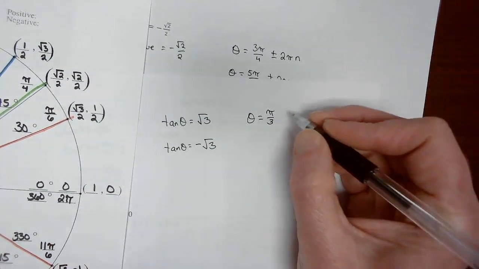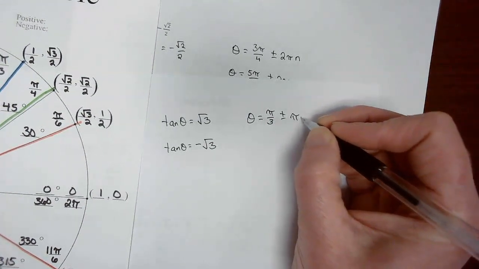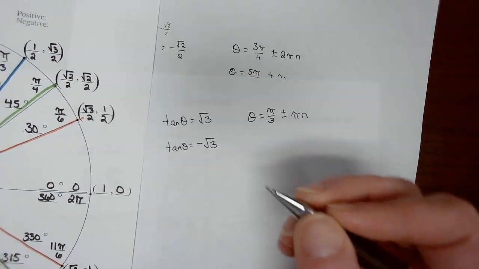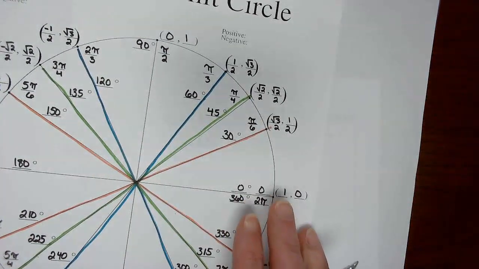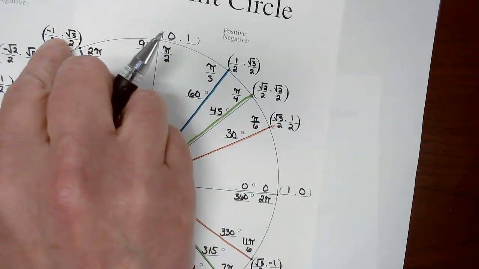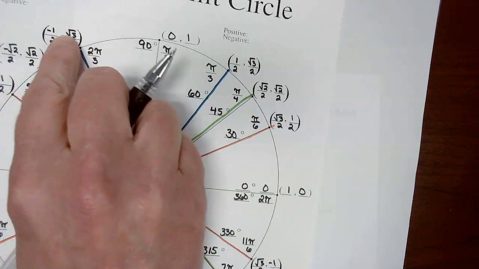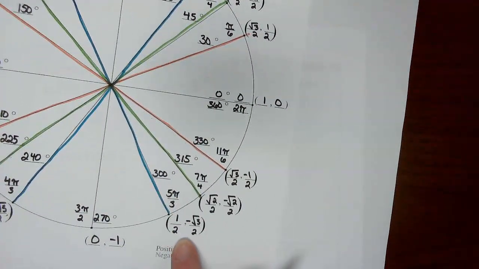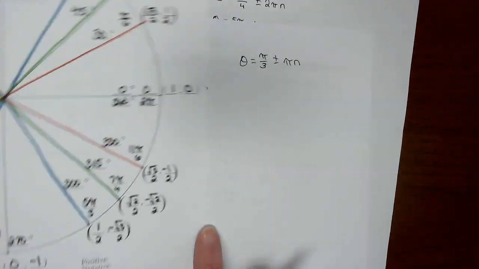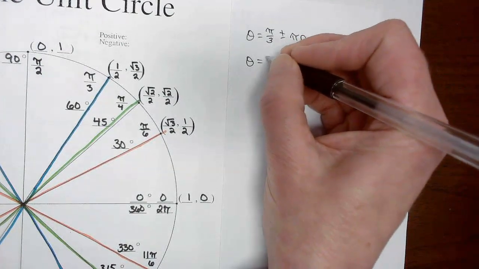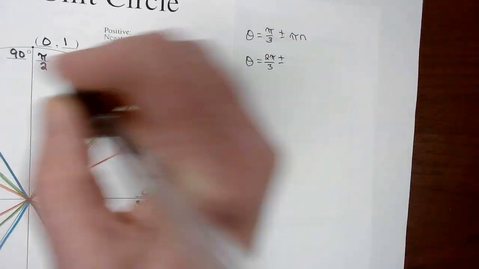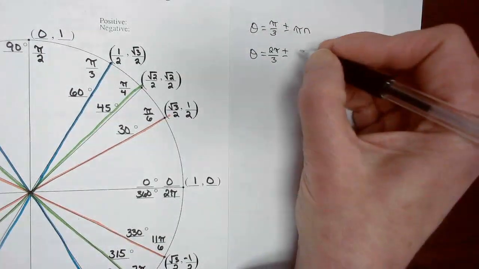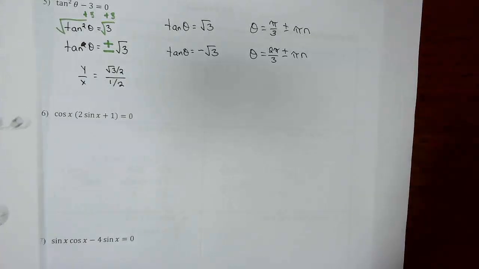But for tangent, I only have to go half of the way around the circle to get my coterminal angle. To get a negative square root of 3, they have to be opposite sides. So square root of 3 divided by negative 1, or negative square root of 3 divided by 1. So this one is at 2 pi over 3. So we always list the first one we see. And then we're going to add and subtract, since this one is just halfway around to get to the next one, pi n.